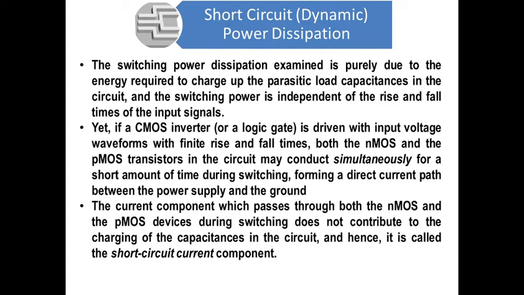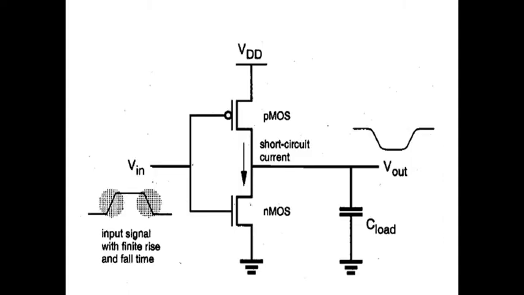The current component which passes through both the NMOS and PMOS device during switching does not contribute to the charging of a capacitance in the circuit, and hence it is called a short circuit current component. Again, consider this is the rise time shown on this edge, and this is the fall time, or the finite fall time, for the applied input signal.